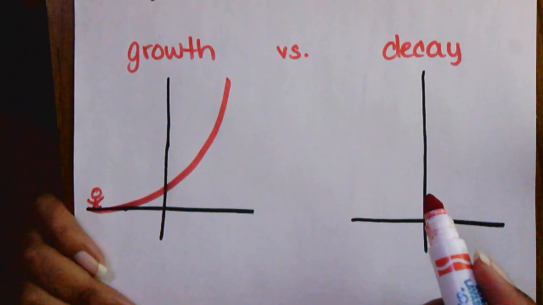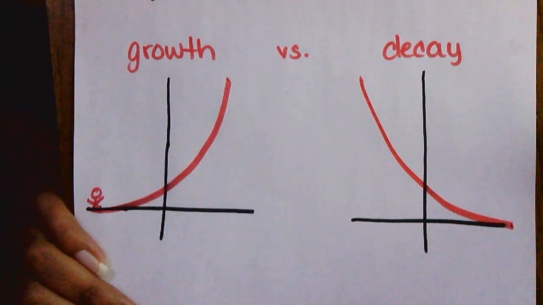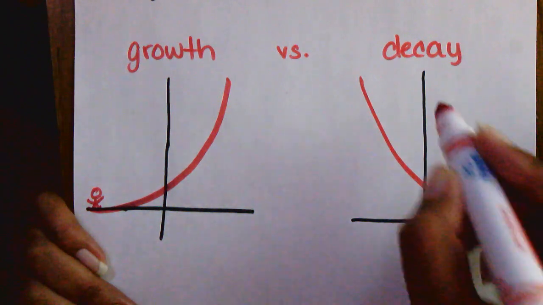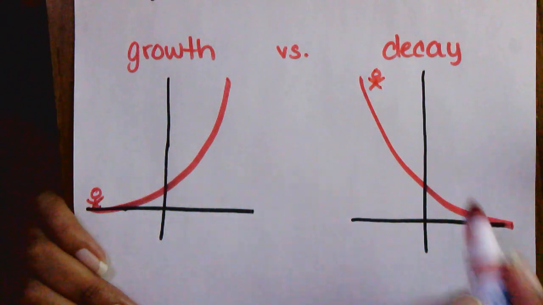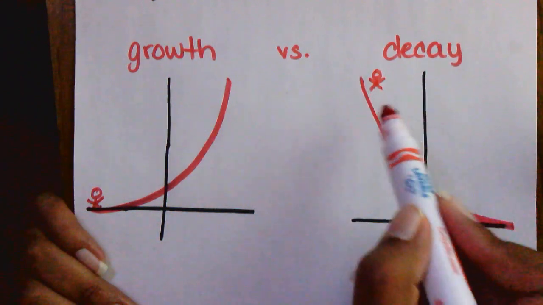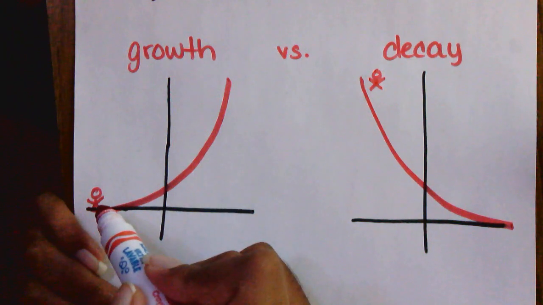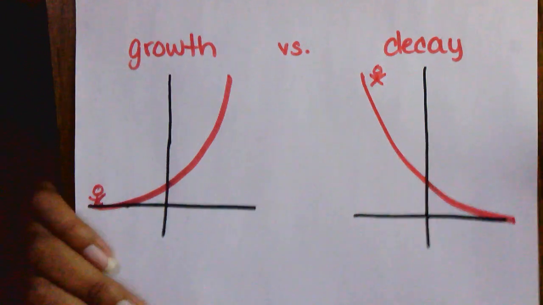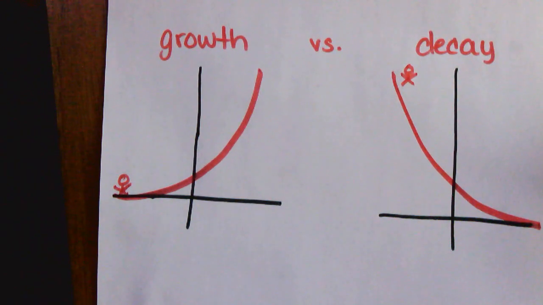Whereas decay, your graph will not be constantly decreasing, because if it was constantly decreasing, it'd be linear, right? But you will be decreasing, going down exponentially. So that means that if you were standing on the left-hand side of your graph, you would be going downhill. Whereas for growth, if you were standing on the left-hand side of your graph and walking, you would be going uphill to the right.